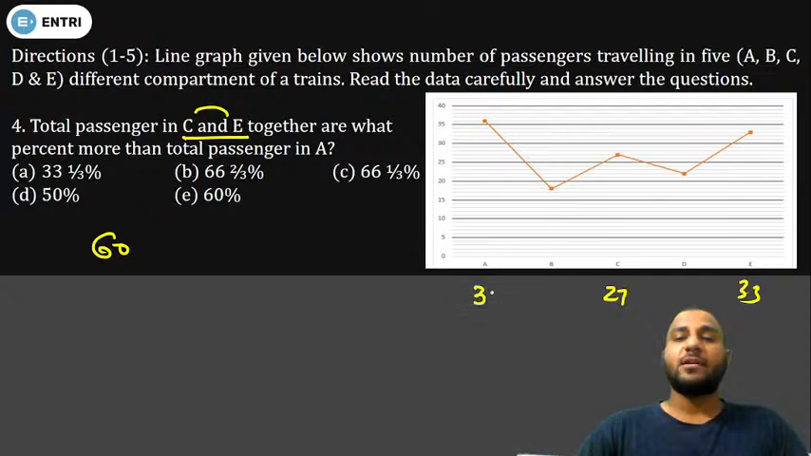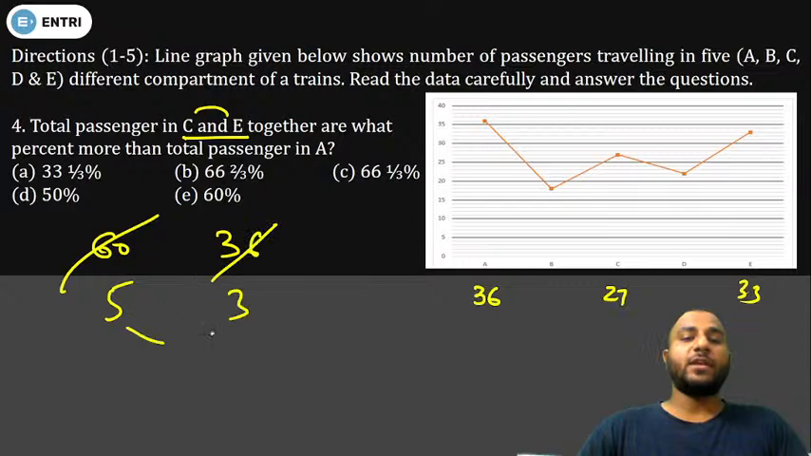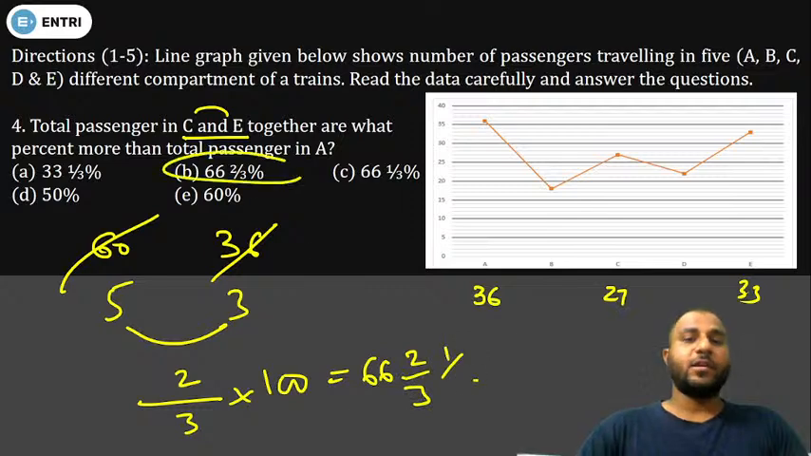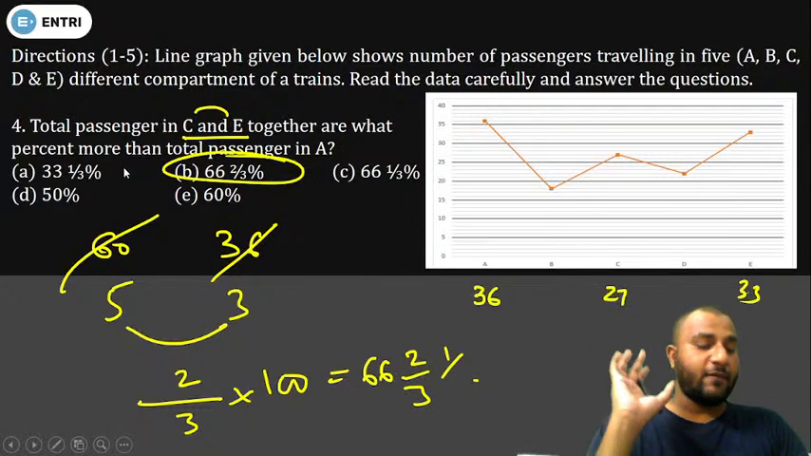So A has 36 passengers. So clearly look at this. 12.5, 12.3. 2 more than 3, which means 66 whole 2 by 3%. Option B. So tell me, everybody has got it?